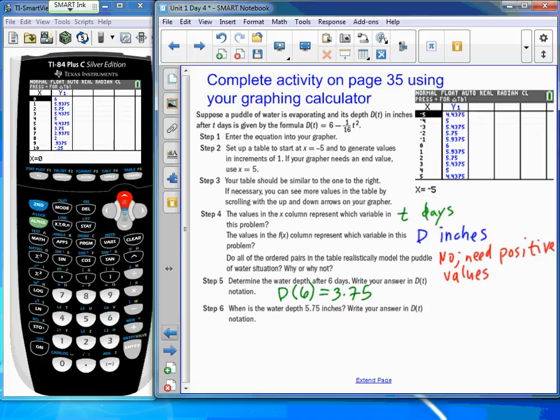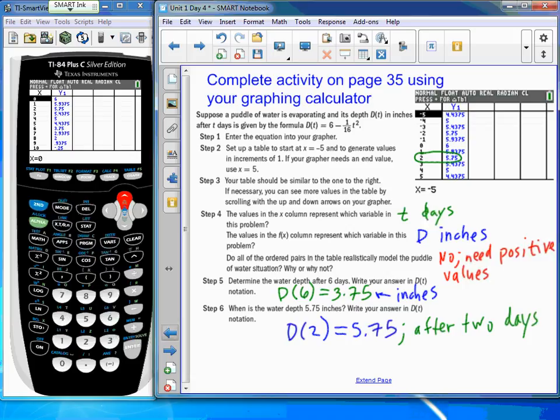When is the water depth 5.75 inches? Write your answer in D of T notation. I'm scanning, and what am I seeing? After 2 days, the puddle is a depth of 5.75 inches. So I would say D of 2 equals 5.75. So after 2 days, 5.75 inches.